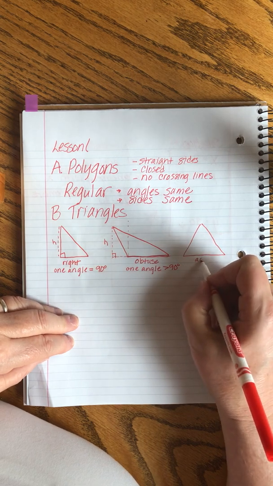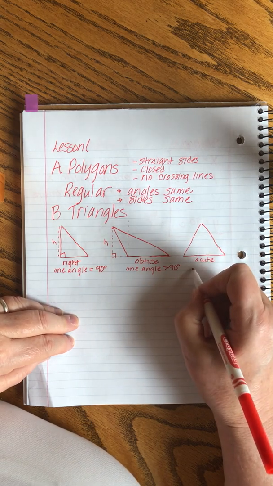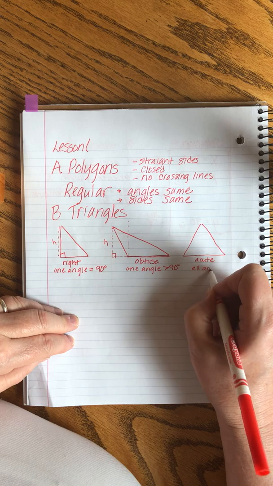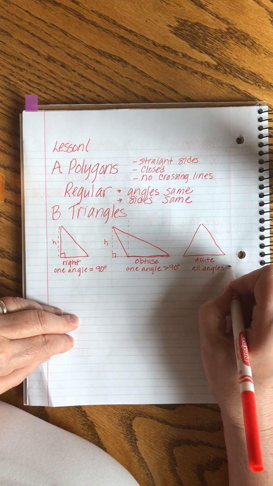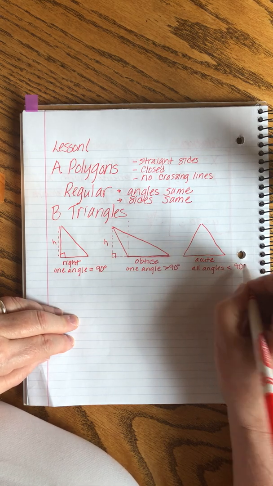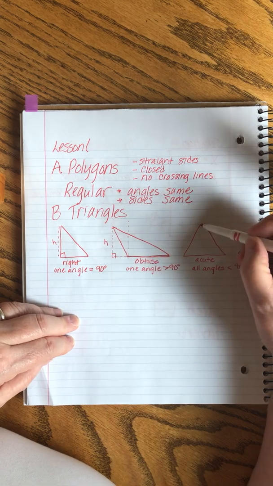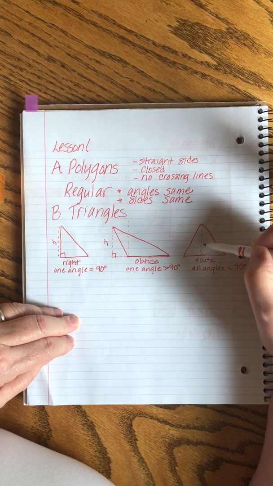And then we have our other old favorite. This is the acute triangle. And in this, all angles are less than 90 degrees. And to find the height on these, it falls inside, right?